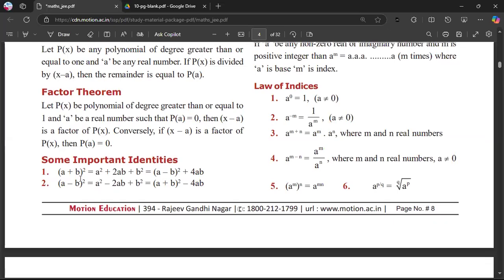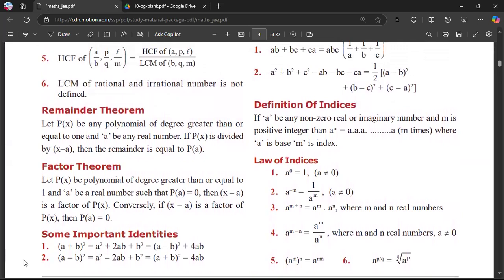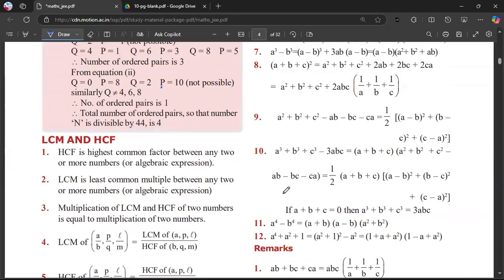Yeah, so please take a snapshot, or you must have already written these properties in your notebooks. So (a plus b) whole square is a square plus 2ab plus b square, and it can also be written as (a minus b) square plus 4ab, because when expanded, a square plus b square minus 2ab plus 4ab makes it plus 2ab only. That's why we have written it in this format. Understood? Yes, sir. Same goes for the lower property.